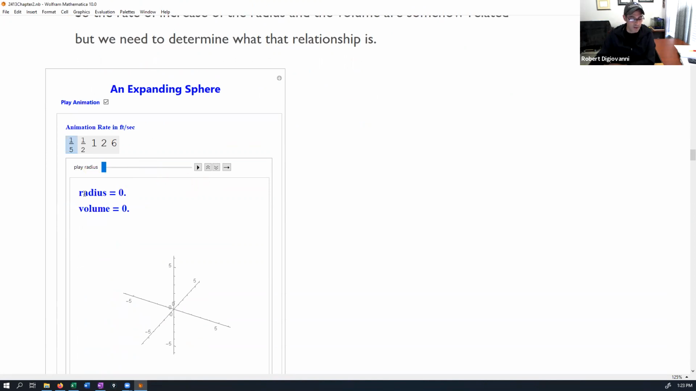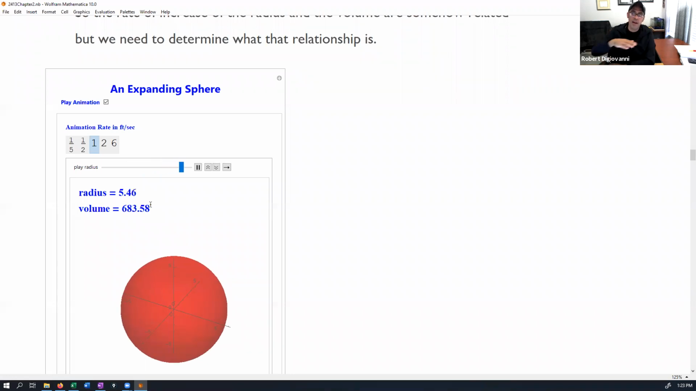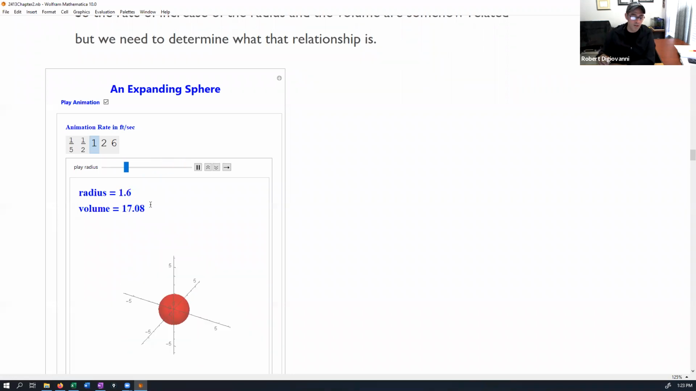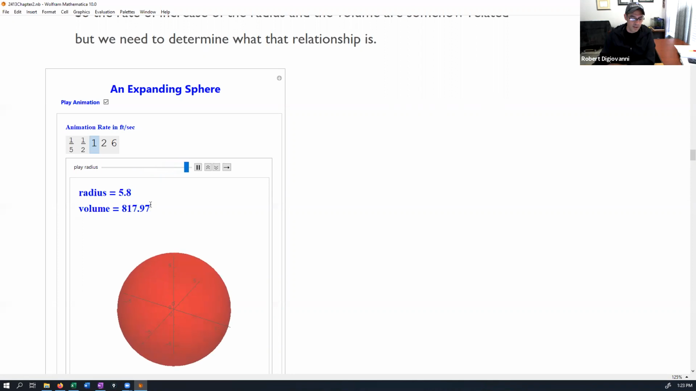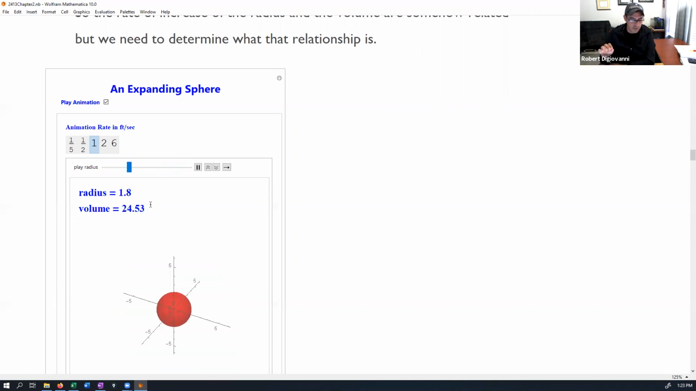So keep your eye on the radius here. Let me speed it up. 1, 2, 3, 4, 5, 6. 1, 2, 3, 4, 5. So the radius is constantly growing. Look at the volume though. Is the volume constant? In the beginning, 1, 2, 3, 4, 10, 20, 100.